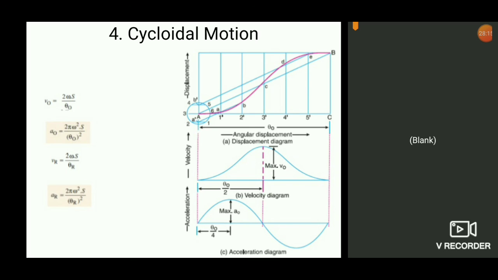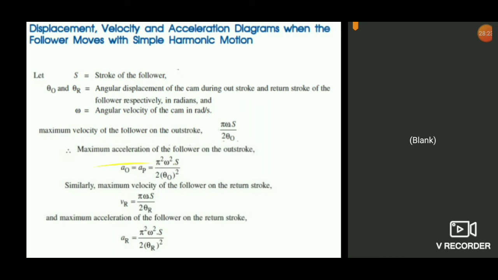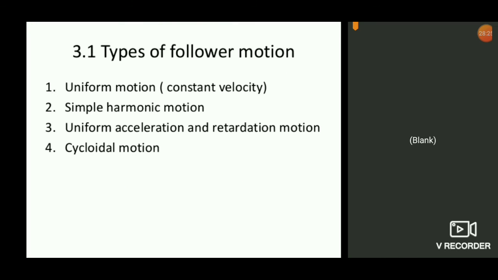So these are the 4 types. Only these 4 types you can expect in the exam. Again I will revise. If you want, you can go back and see here. These are the 4 types. One is uniform motion. Uniform motion means a straight curve up, remain in that position, come down straight, just like a linear curve. Then simple harmonic motion, SHM. Then you have UARM. Then you have cycloidal motion.